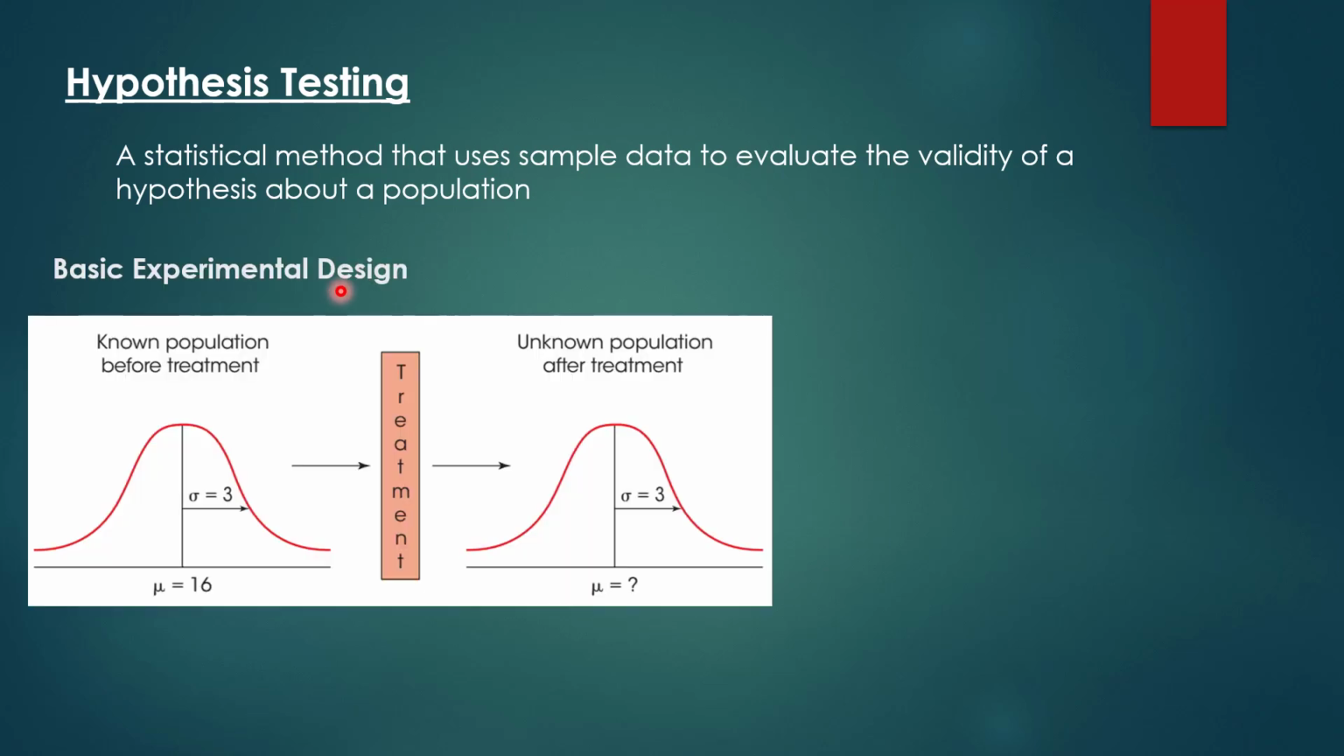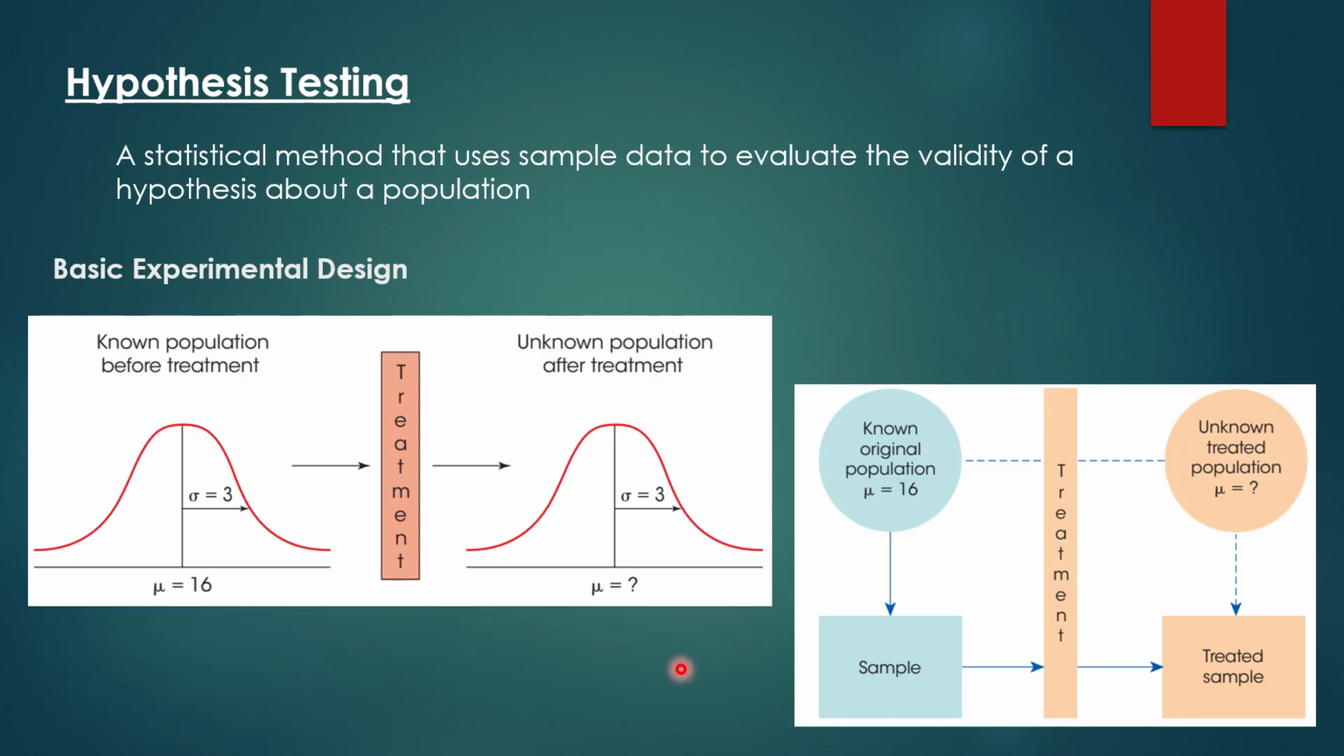So basic experimental design is, here we have a known population before the treatment. We know that the mean is, say, 16 here, the standard deviation is 3, and we're going to pull a sample from that. It's going to undergo some sort of treatment, and then we have an unknown population after the treatment. How would that treatment affect that population? The standard deviation we assume is still going to be about the same, that the treatment is going to universally have the same effect on everybody, so we'd still have that same variance. However, we don't know necessarily what that new mean is.